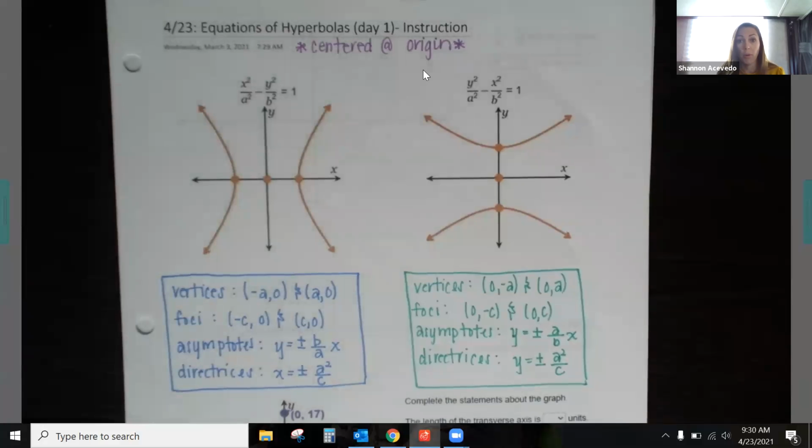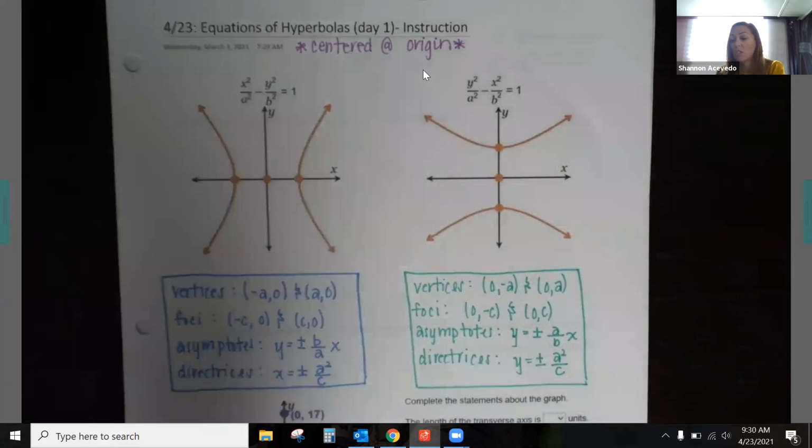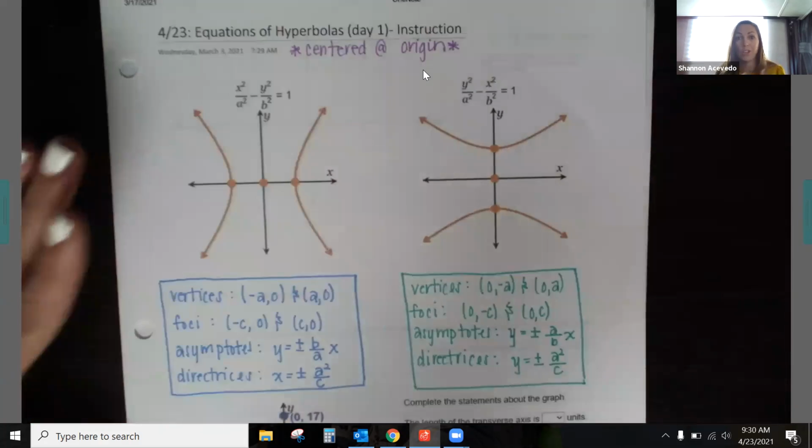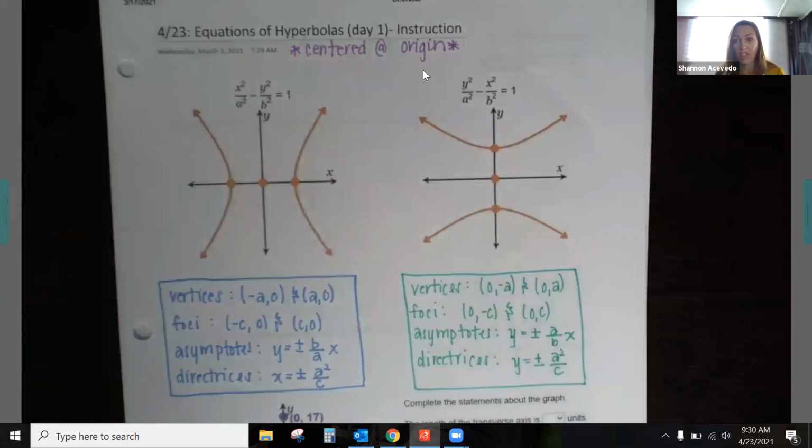So we're going to be doing hyperbolas. There's two different sections on hyperbolas. So we have an instruction, quiz, all of that, and then it's a continuation. And the differences between the two sections are that everything we do right now is centered at the origin, where the next ones we're going to do these hyperbolas that are not at the origin.